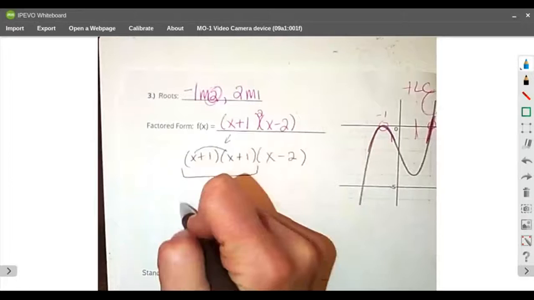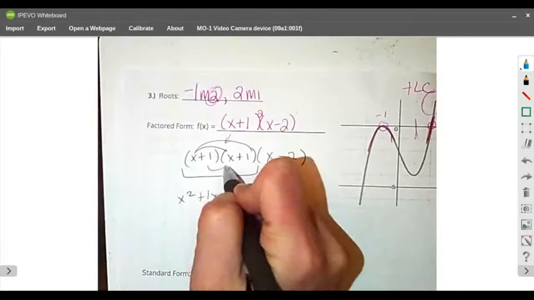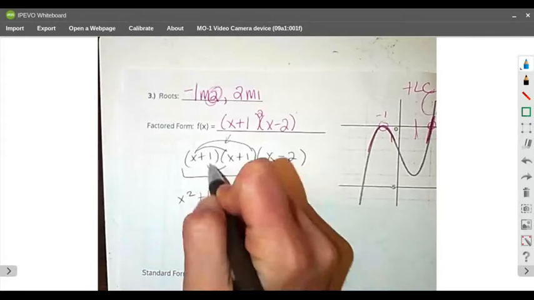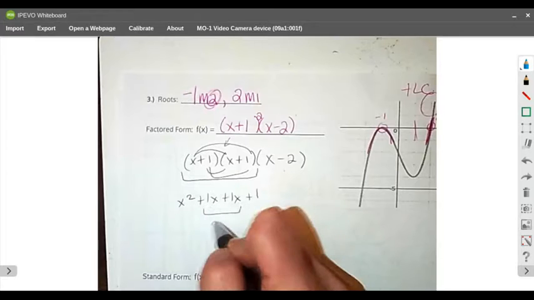x times x is x squared. x times 1 is 1x. 1 times x is 1x. 1 times 1 is 1. Combine these like terms. 1x plus 1x is 2x.